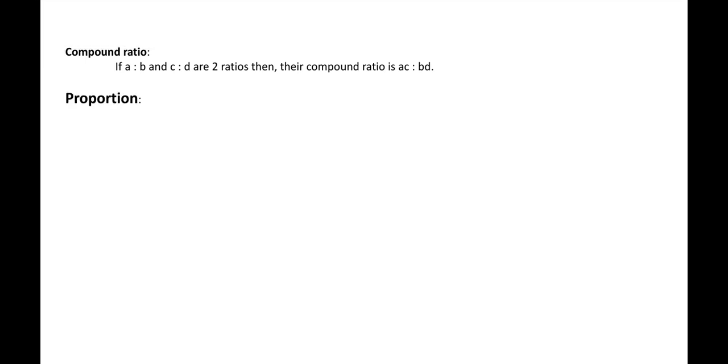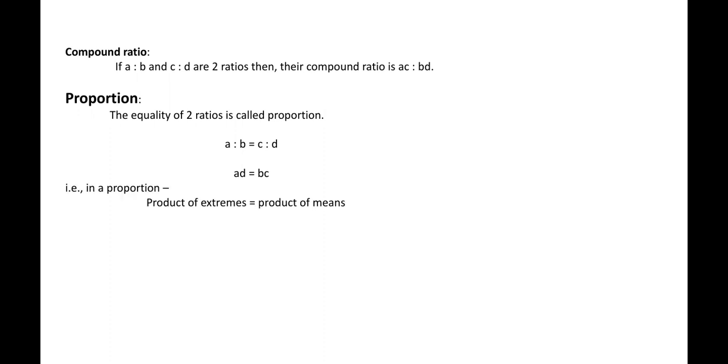Next, what is proportion? Proportion is nothing but equality of two ratios. That is, A is to B is equal to C is to D. That is nothing but A by B is equal to C by D. It is nothing but AD is equal to BC. Here A and D are known as extremes and B and C are known as means. In a proportion, the product of extremes should always be equal to the product of means.